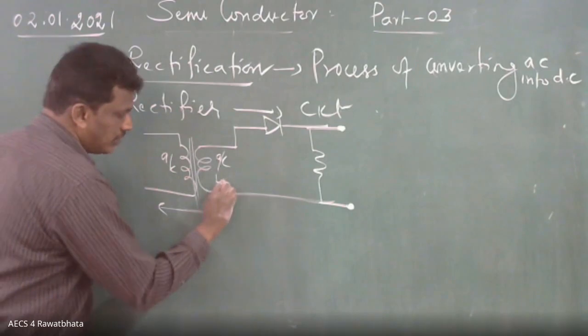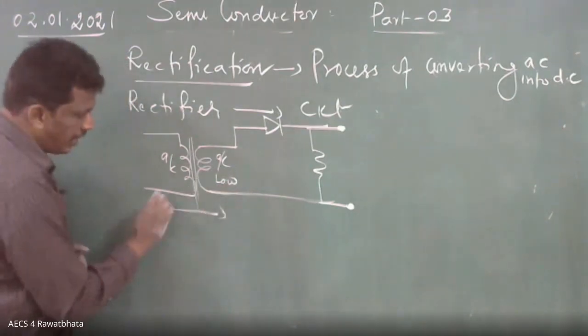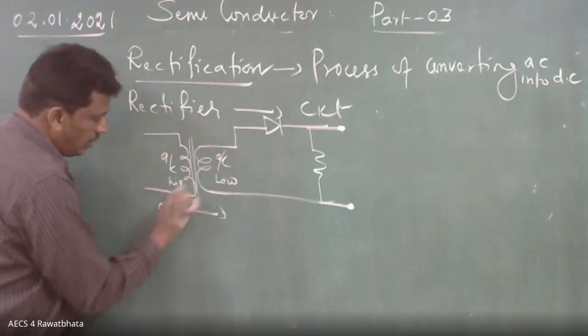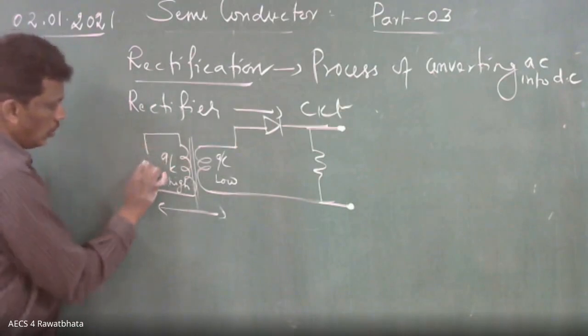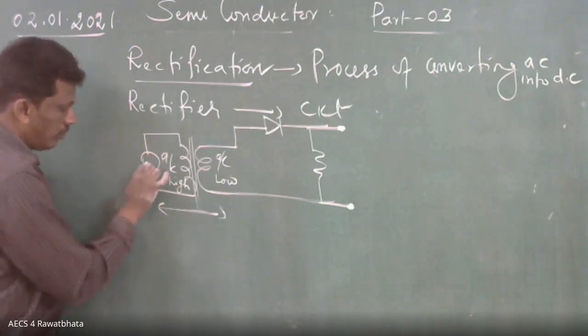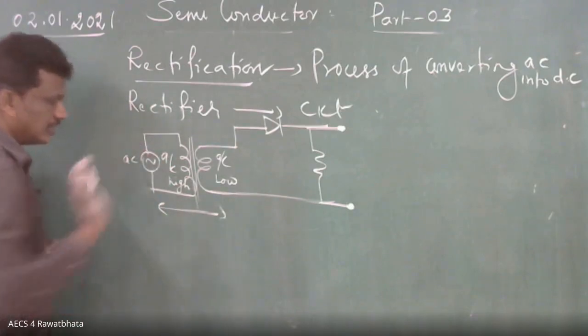Really, I am telling that point because whenever I ask about the transformer, the answer comes as AC into DC. So here also AC, here also AC. Here AC with low voltage, here with high voltage. That's all. So what is the input you are giving? That is AC. Very important.